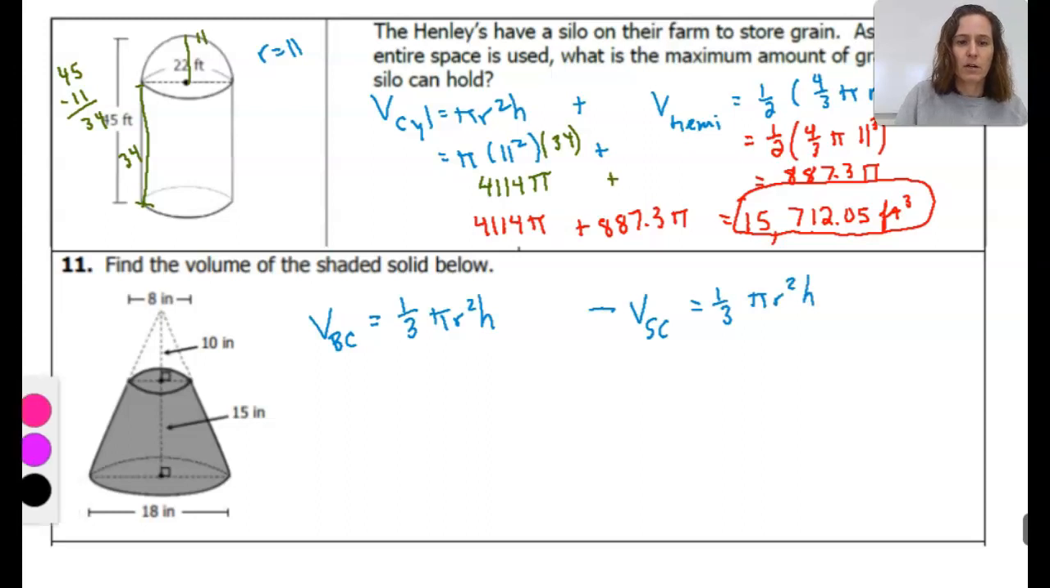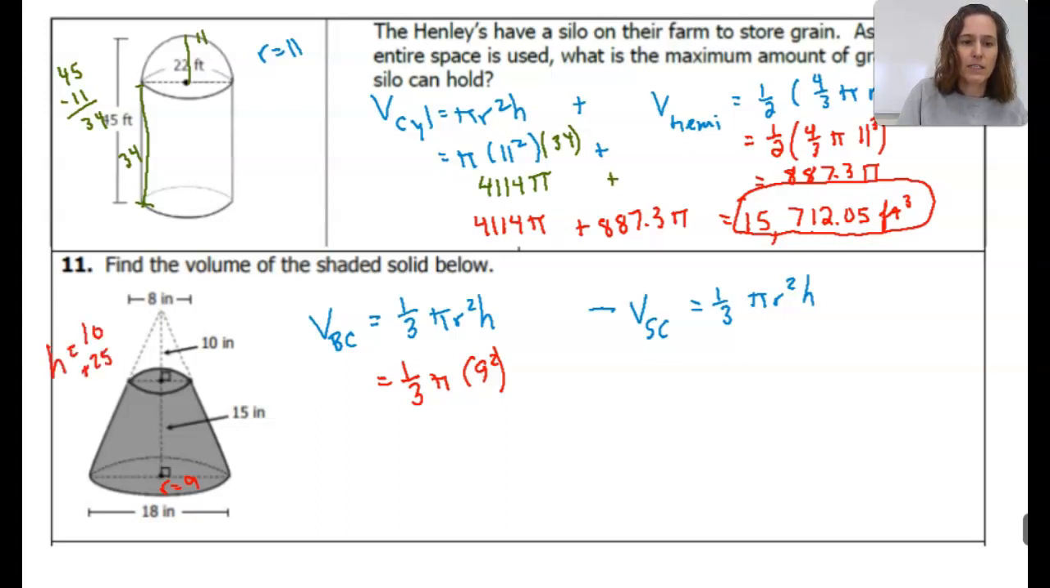The volume of the bigger cone would be 1/3 pi. We know that the diameter is 19, so that means the radius is 9. So 9 squared, and the height of the entire bigger cone would be 10 plus 15, which would get us to 25. So we would have 25 as the height of the larger cone. If you simplify all that, you get 675 pi.